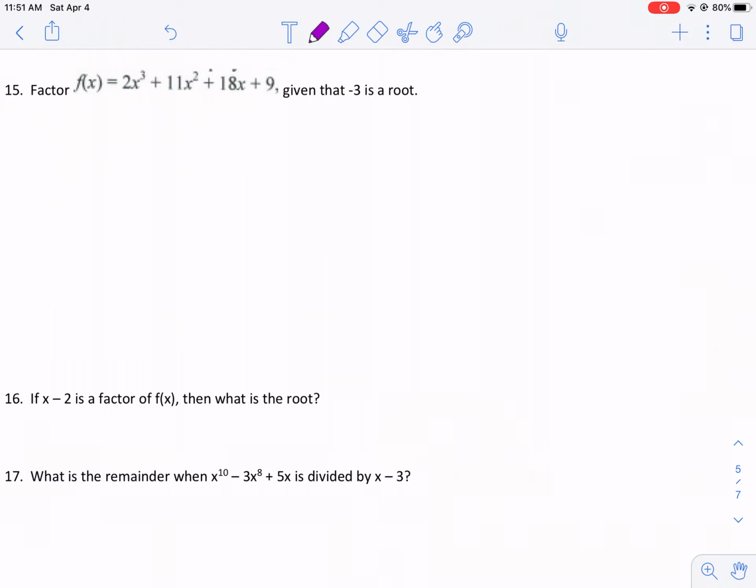Okay, factor this, given that negative 3 is a root. Alright, I believe this might have been in that extra day that we skipped saying it was a bonus. We can figure this out. So if negative 3 is a root, then that means x equals negative 3. They want us to factor it. Factoring is breaking it into pieces that multiply together to get that for an answer.